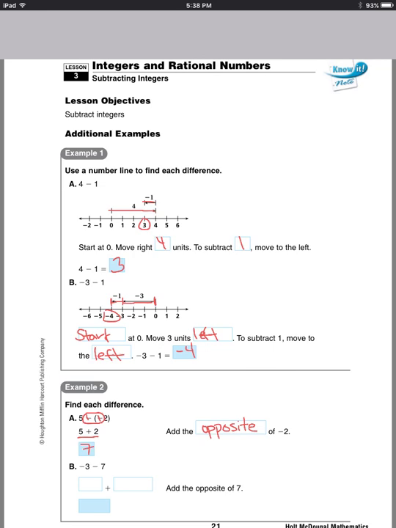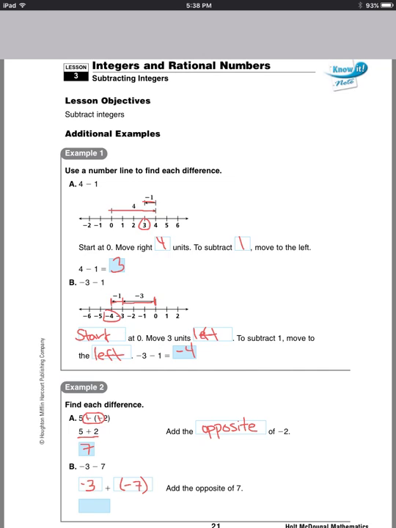Negative 3 minus 7. What we're going to do is we're going to add the opposite of 7. So we're going to change this problem, and it's going to be negative 3 plus a negative 7. So we're going to keep, switch to a positive, and keep. Okay? So keep your negative 3, switch the negative to a positive 7, and then the opposite of 7 is negative 7.